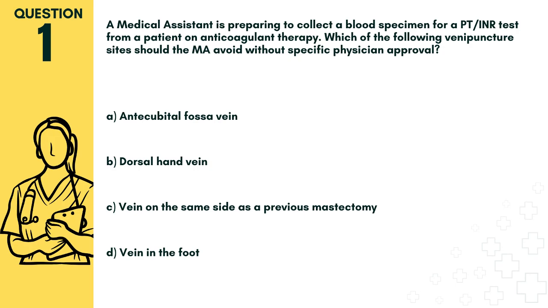Question 1. A medical assistant is preparing to collect a blood specimen for a PT/INR test from a patient on anticoagulant therapy. Which of the following venipuncture sites should the MA avoid without specific physician approval? A. Antecubital fossa vein. B. Dorsal hand vein. C. Vein on the same side as a previous mastectomy. D. Vein in the foot.